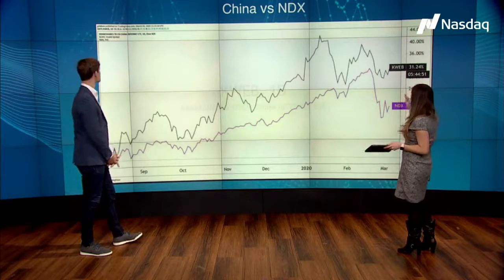I use TradingView, and I'm really enjoying all the different techniques that you can use within the charts. So let's take a run through what we're looking at on the platform. We're going to start with China versus NDX, what you're looking at fundamentally and what the charts are telling you.